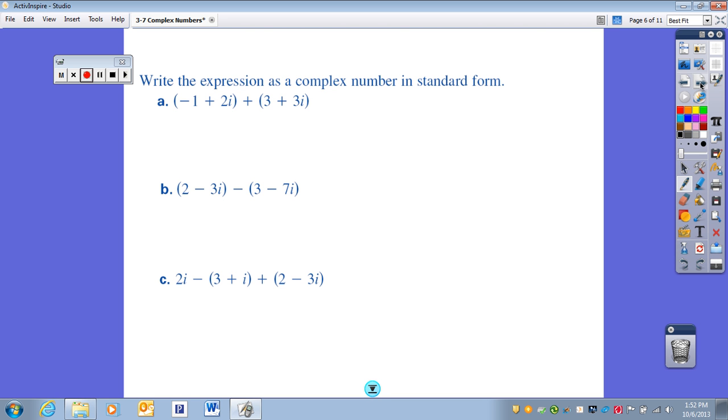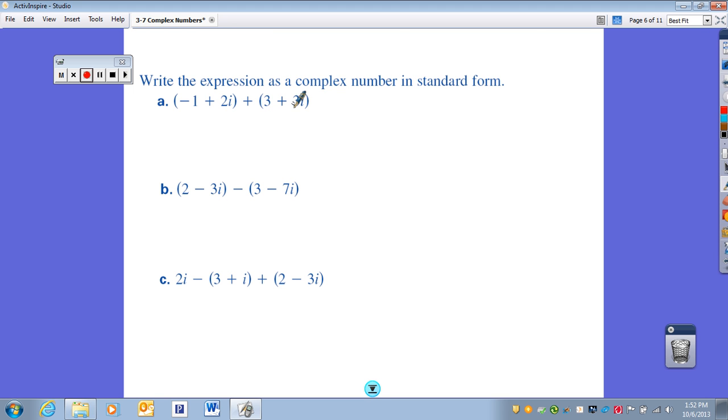Now we're going to practice combining like terms when we have complex numbers. So what we will do is make sure that we add the real portion of the numbers together, and then we add the imaginary part of the numbers together. So the real portion would be the negative 1 and the positive 3. Combining like terms, that would be 2. And then we will add the imaginary parts together, which would be 2i plus 3i would equal 5i.